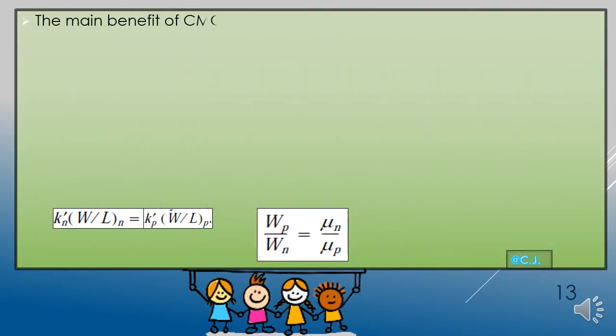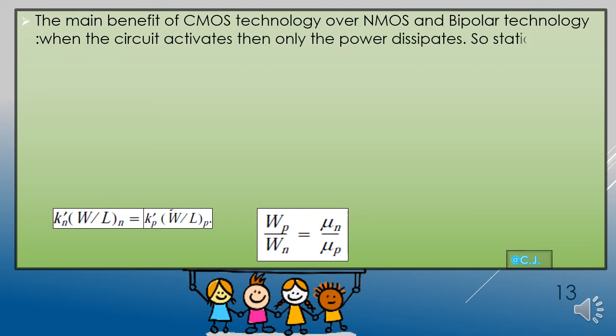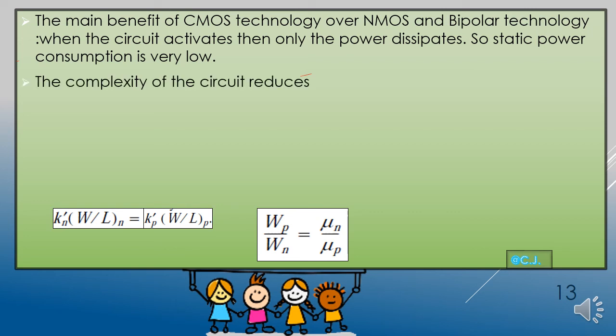So here is the summary. Static power is almost zero, very low. Ideally it is zero, but there is some small value. So static power is almost zero. P static is approximately 0, but P dynamic is proportional to F C VDD square upon 2.